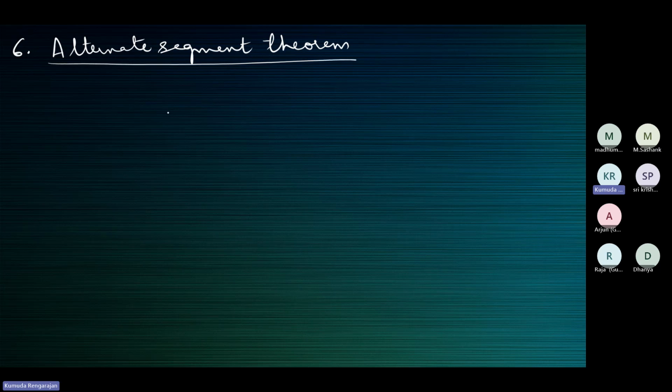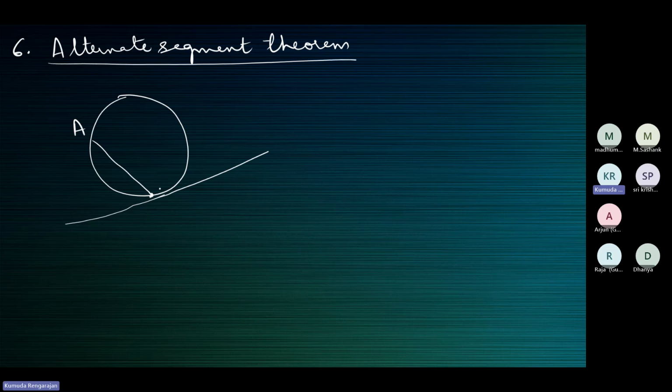Now this theorem is based on a chord and a tangent passing through one end of the chord. So, a circle, any chord, chord AB. I'll not mark it. This is B. Now there's a tangent passing through B.